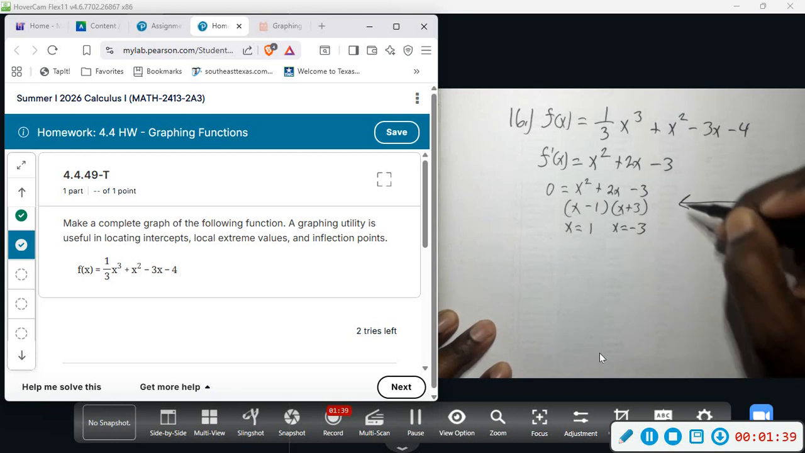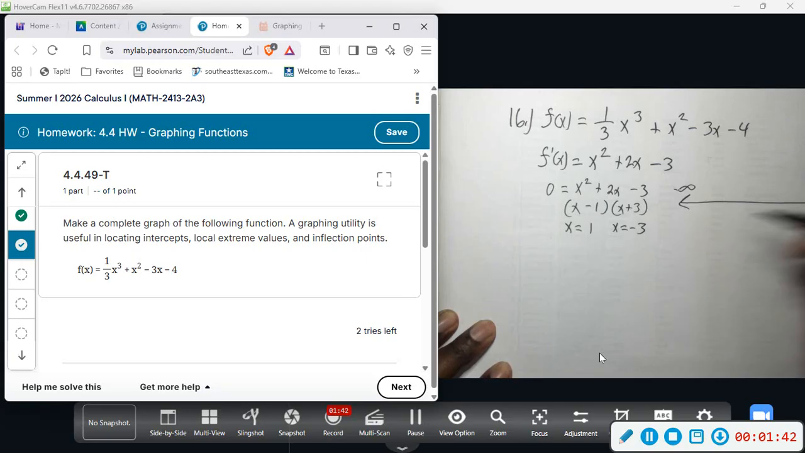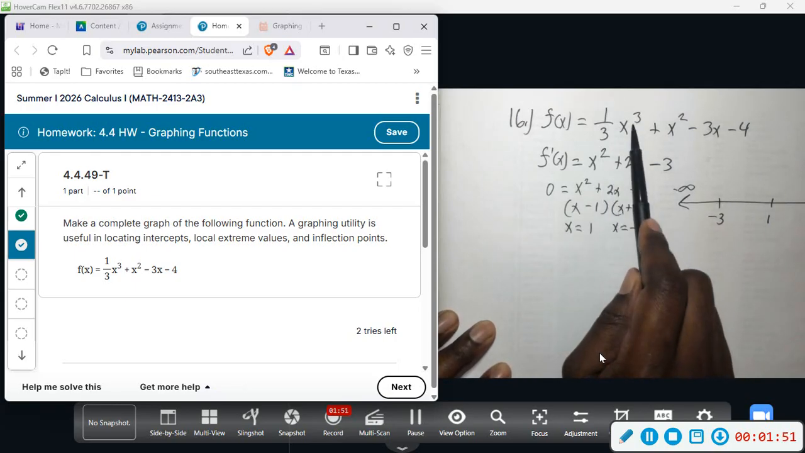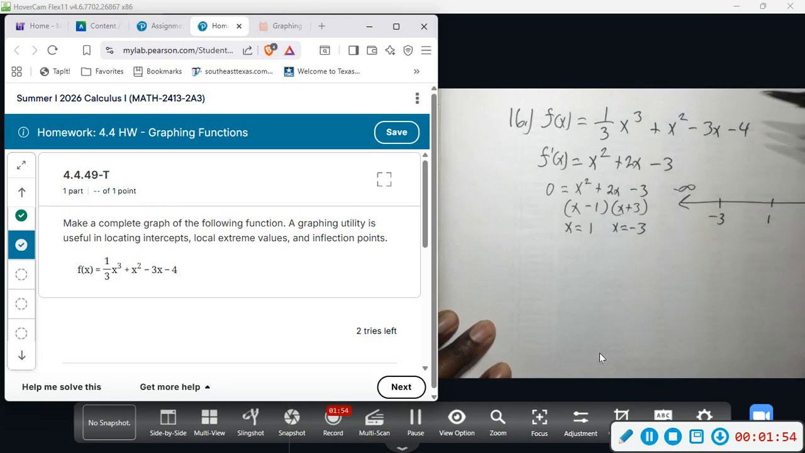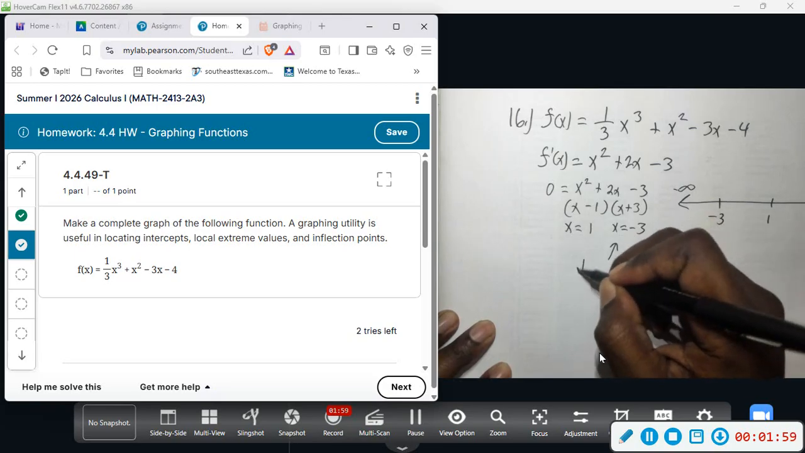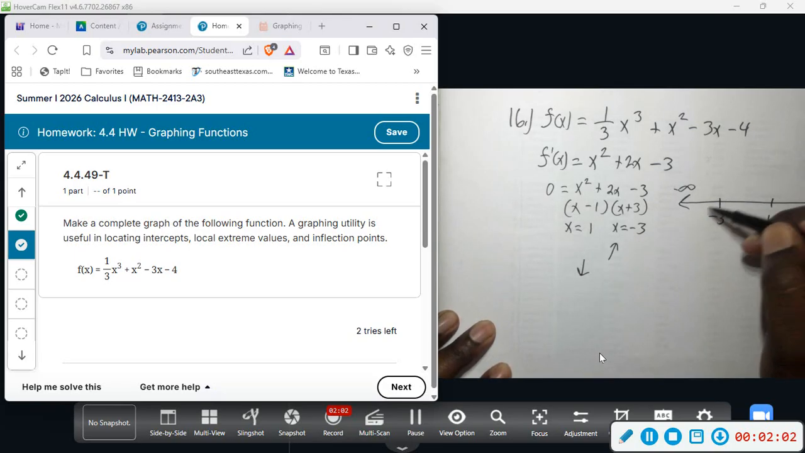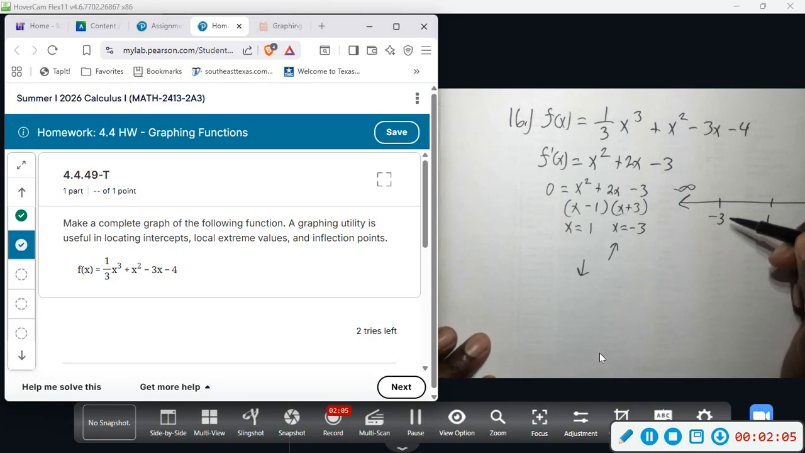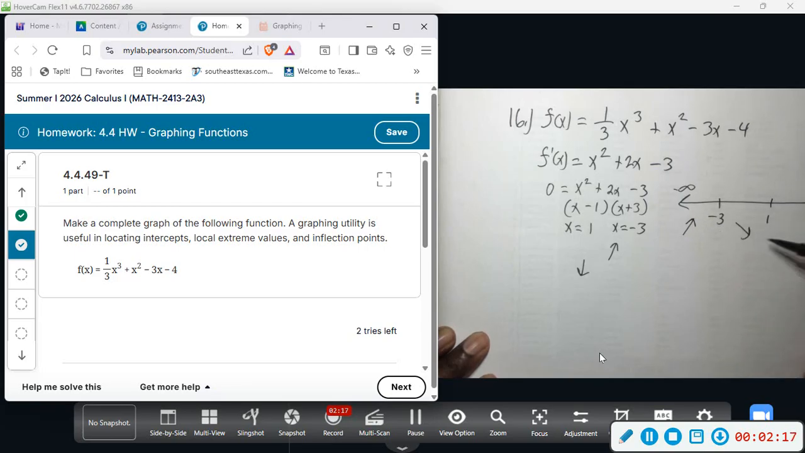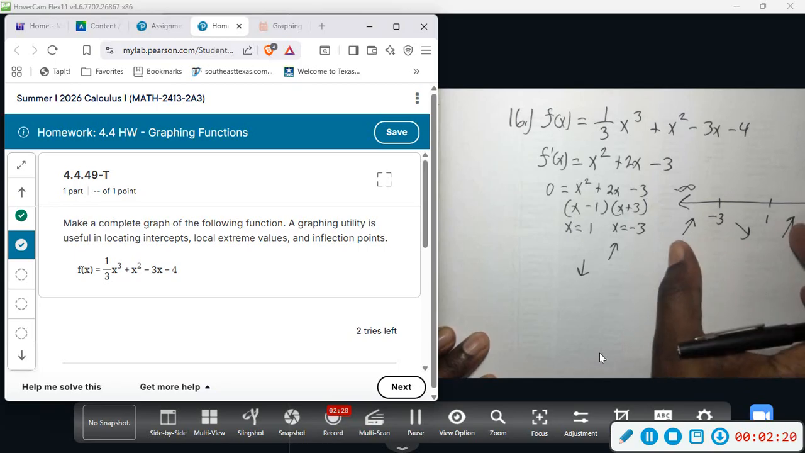Since this is a polynomial, the domain will be all real. 1, -3. Also know that third degree is odd. Endpoints will be going different directions, and since it's positive, we'll be going up on the right and down on the left. We're going to use this to help us identify the max or min. So going from left to right, the graph should be coming up this direction, probably be going down here, and then going up here. That's how we'll get that.